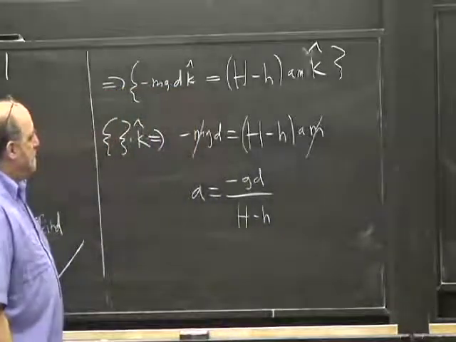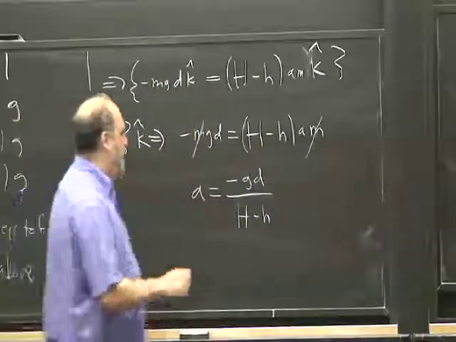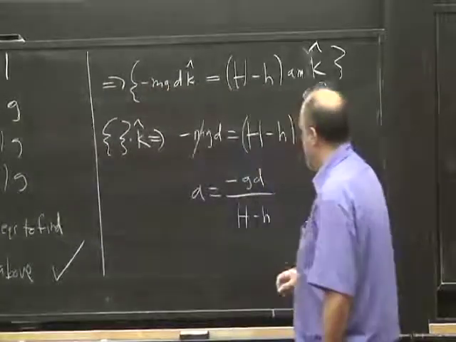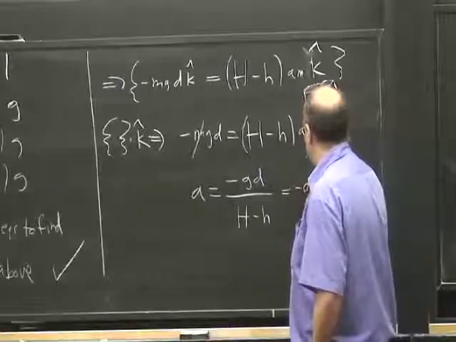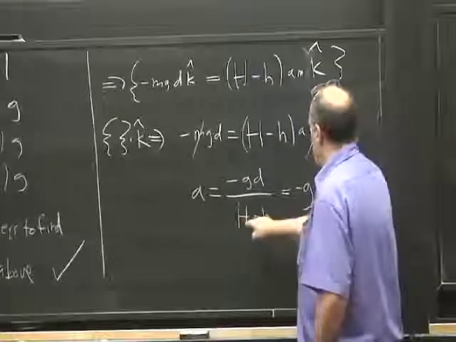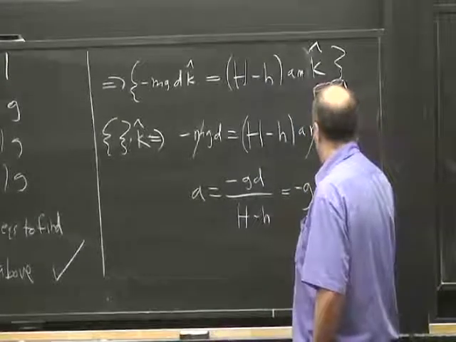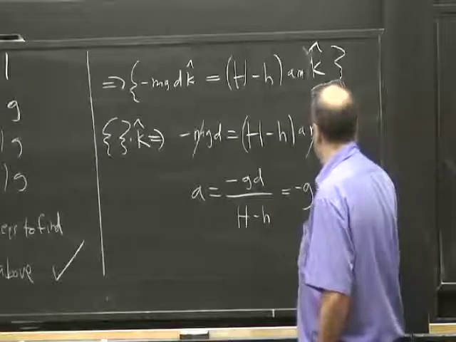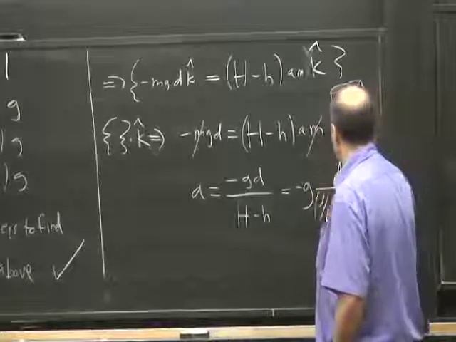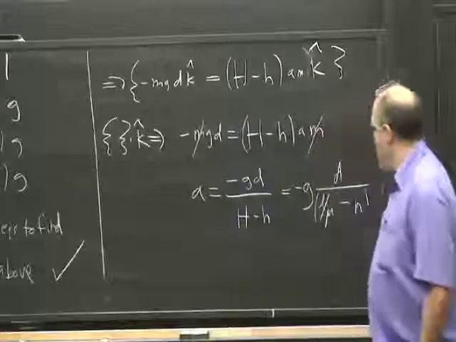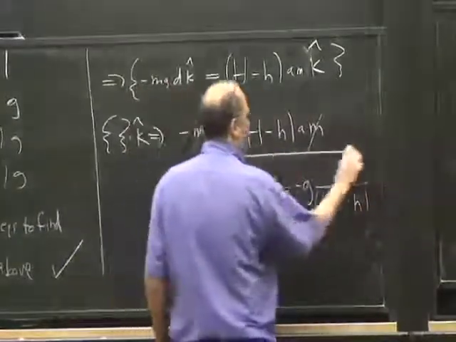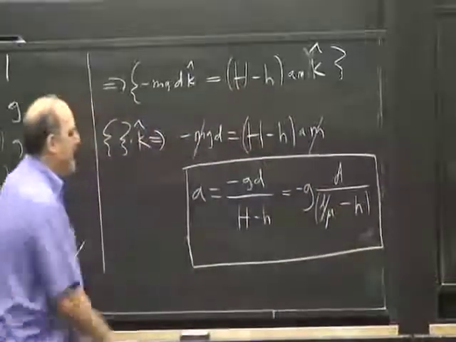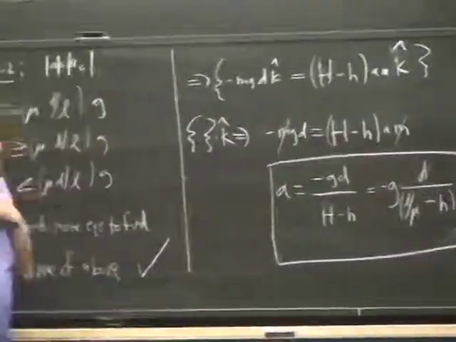Does that look right? Then we say, what is this quantity, capital H? This turns into minus g. Then we have a d. This capital H was L over mu. And then we have minus h. So that's our final answer. It accelerates with a negative acceleration if we take A as being positive to the right.